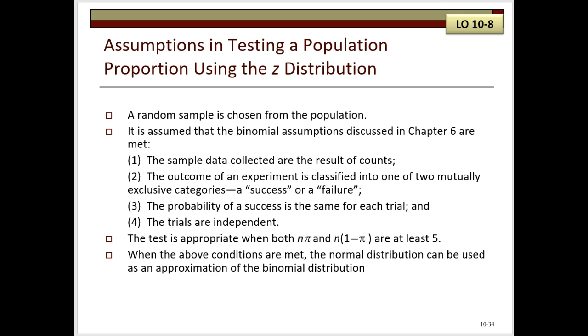For the binomial assumptions, the following conditions must be met. 1, the sample data collected are the result of counts. 2, the outcome of an experiment is classified into one of two mutually exclusive categories, a success or a failure. 3, the probability of a success is the same for each trial. And 4, the trials are independent.